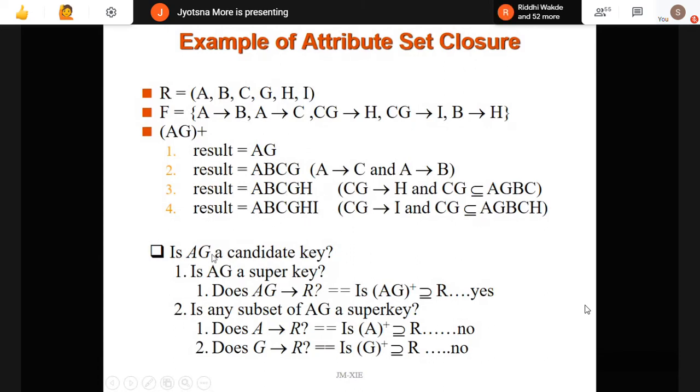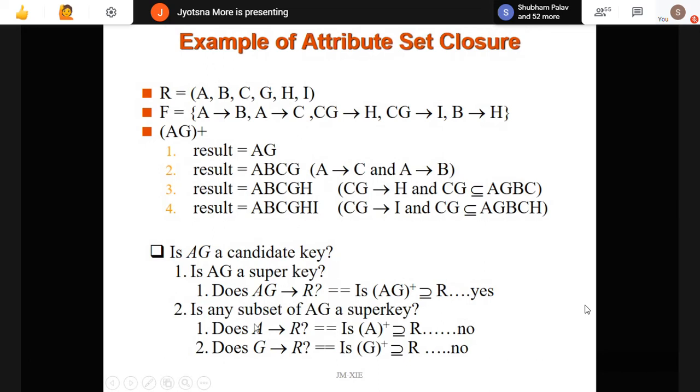Now, question is, is AG a candidate key? These are not yet asked to you, so if you are not understanding, it's okay. Does AG determine R? See, R is this. I am getting with the AG plus all the values which are present in R. So I can say yes, AG determines R. Where I can say R is a subset of AG plus? Yes, because all the values are present in AG plus.